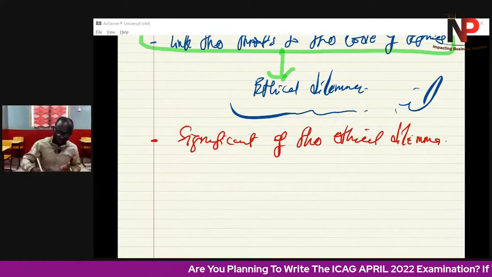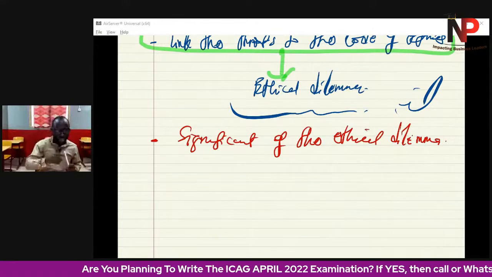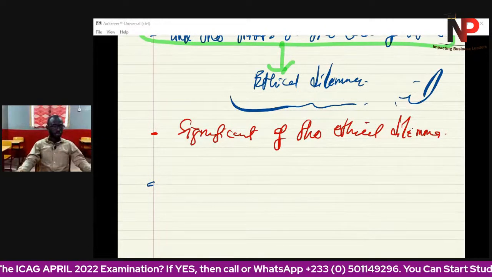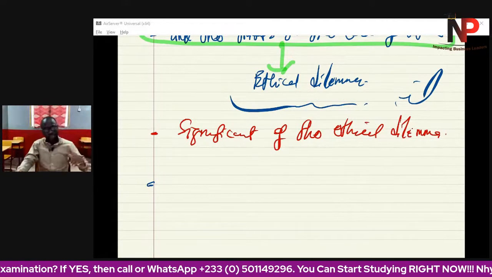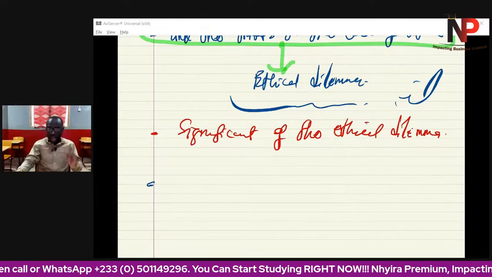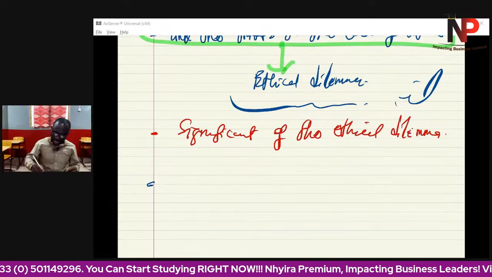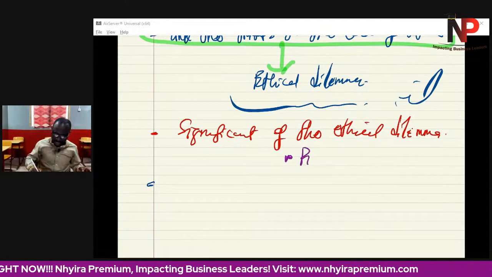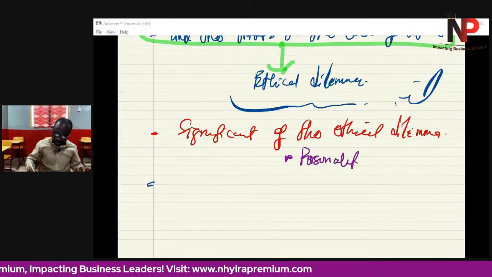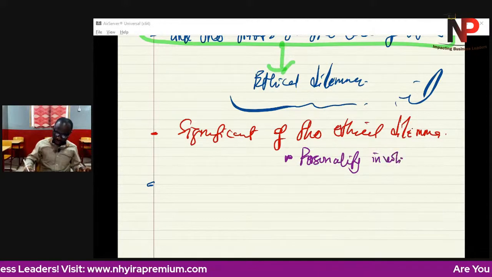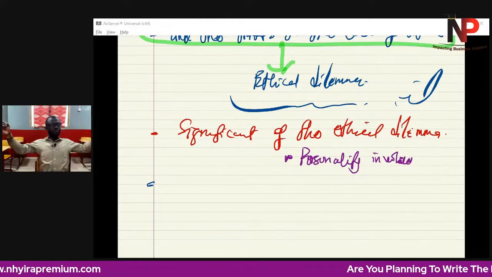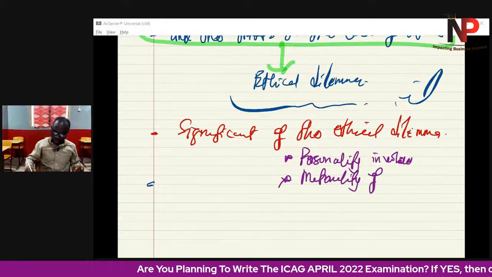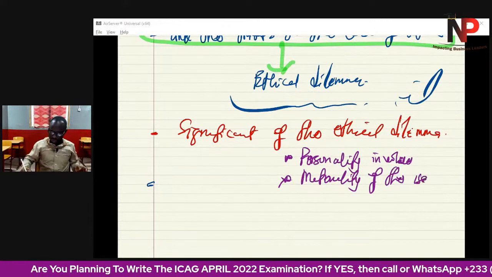Why is this important? Because the significance of the threat will determine the course of action that must be taken by the professional. Please note that the significance of the threat depends on a number of issues. Number one, the person involved in the issue. Number two will also be the materiality of the issue.